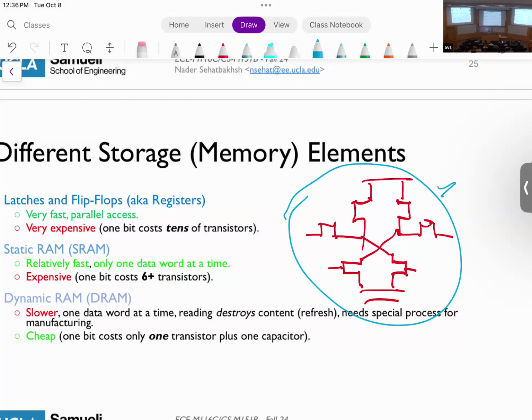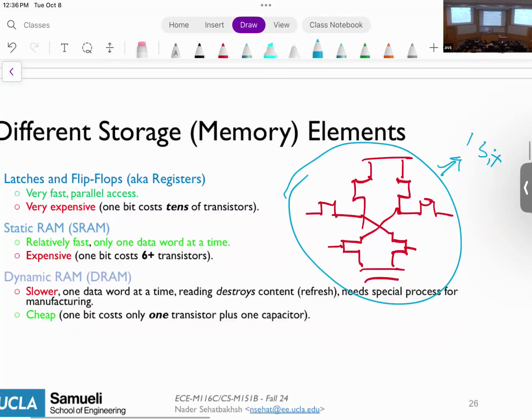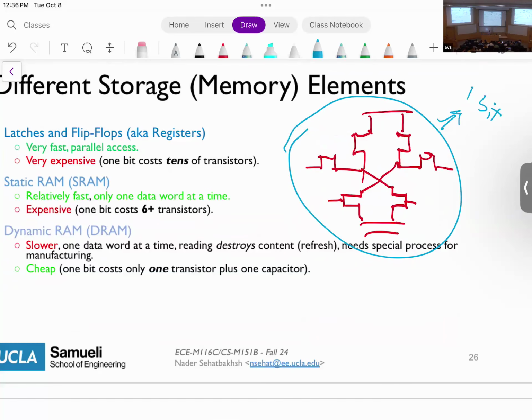Okay, so this is only used for 1 bit. It's slightly better than a register file, which requires tens of bits, but it's much slower than a flip-flop. So it typically takes multiple cycles to read a bit from an SRAM. Okay. Then we have DRAM, and DRAM is really, really efficient.